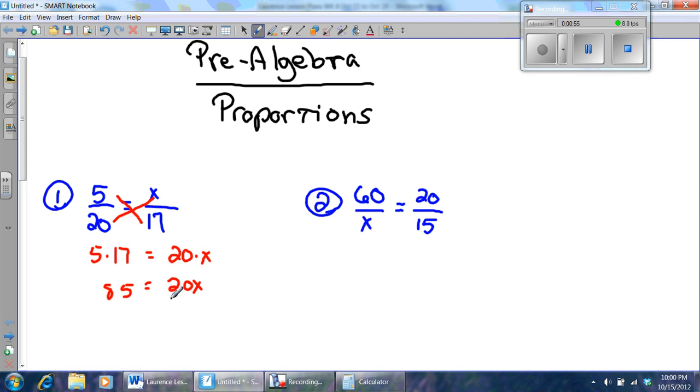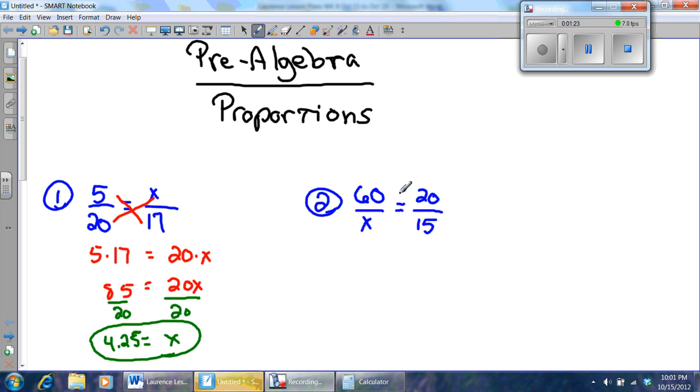All right, this is a one-step equation. You should remember those from last year. I want to get the x alone. I'm going to divide by 20 on both sides. And so then x is going to equal, let me show my work off to the side, x is going to equal 4 and a quarter, 4.25, 4 and 25 hundredths. And there you go.